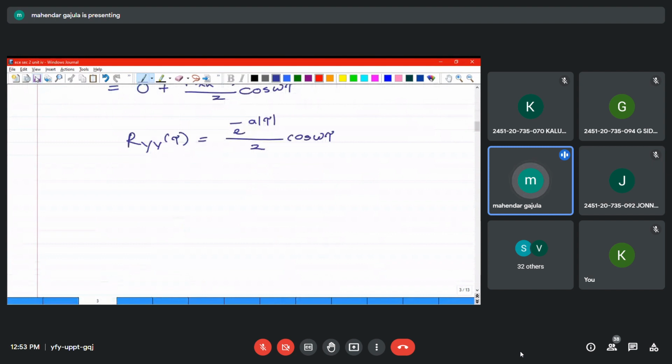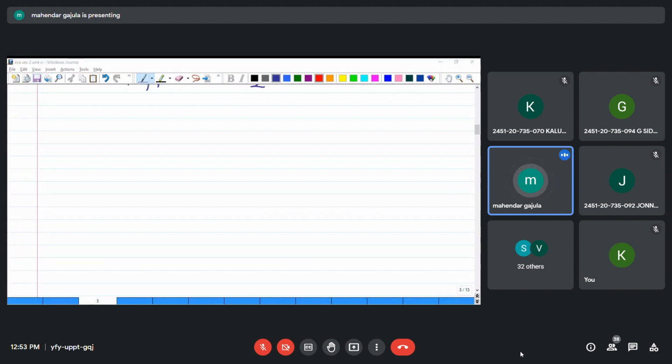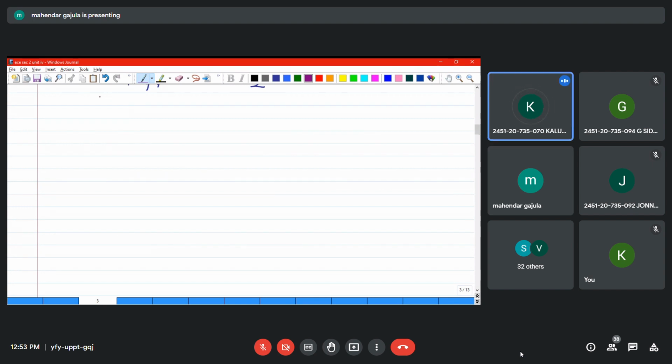Did we discuss jointly wide sense stationary random processes? Can someone answer? Did we solve any problem on that? No sir. What are the conditions for jointly wide sense stationary random processes? Individual random processes should be wide sense stationary, and the cross correlation should depend on the time delay.